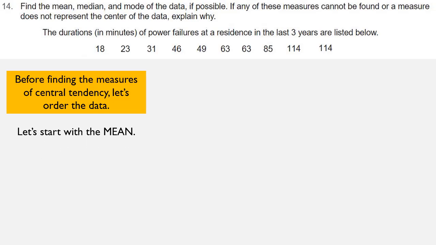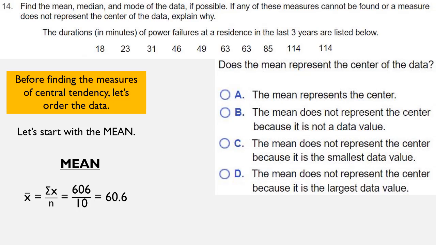To find the mean, we're going to add up all these data values and divide by the total number of entries. So we have 10 data entries here. If we add up all 10, they add up to 606. Divided by 10 is 60.6. So does the 60.6 represent the center of the data? It's not the least data entry, and it's not the greatest data entry, so it seems like a pretty good indication of the center of the data.